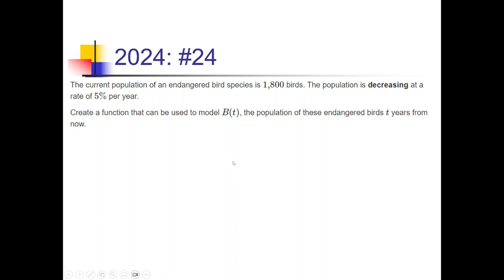we're going to want to use something to the effect of a times b to the t when we're writing out this function, something in this format, where a is your initial value when you start keeping count at like year 0, and b is what I have to multiply by each year in order to get the next year's population. So for the a value here, that's going to be the 1,800.